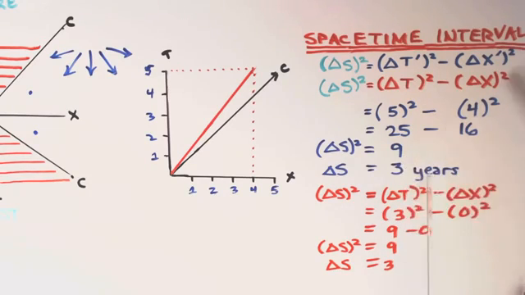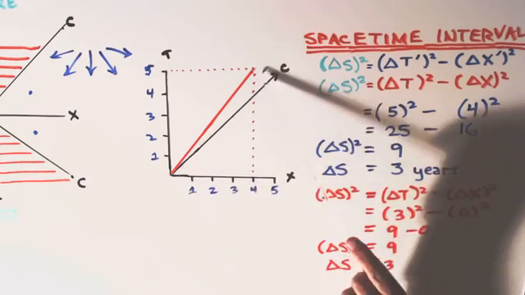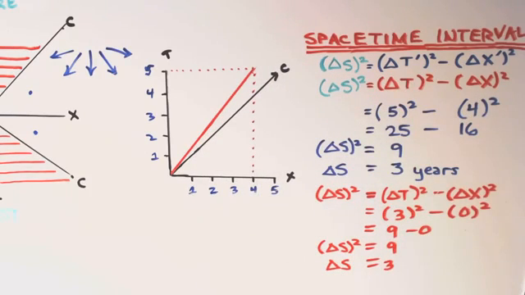Like I said, this is a 9. Square root it down to a 3, and guess what? That's how long it takes. Remember how I said 3 years to get to the planet in the frame of reference of the space guy? That's your answer, 3 years.